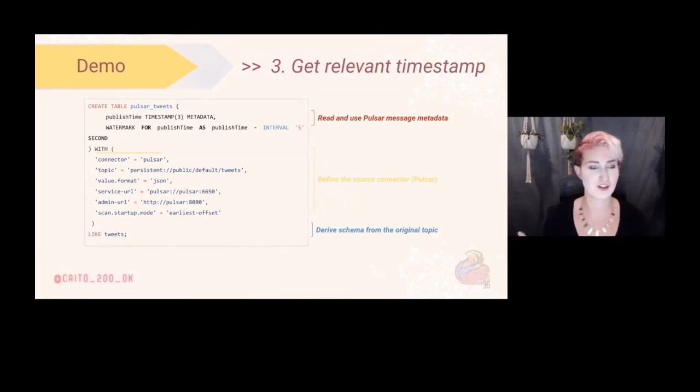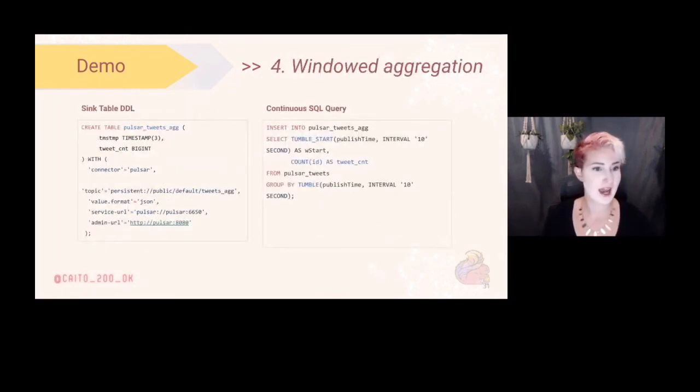And again, we still have just 5 steps in this whole process, even getting around that Firehose issue. So yeah, nice and straightforward. And just closing that loop, you can create a sink table backed by a new topic in Pulsar and insert into it using a simple windowed aggregation.